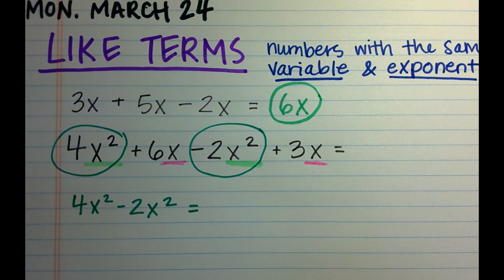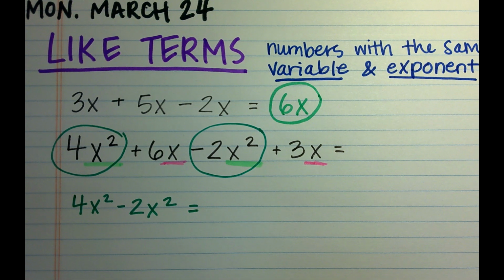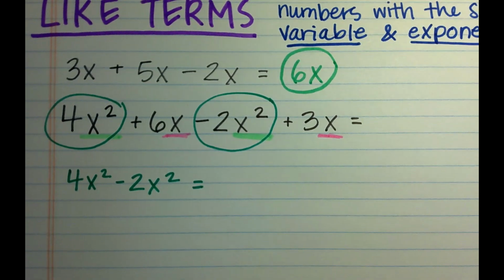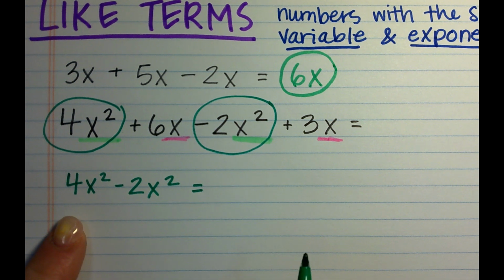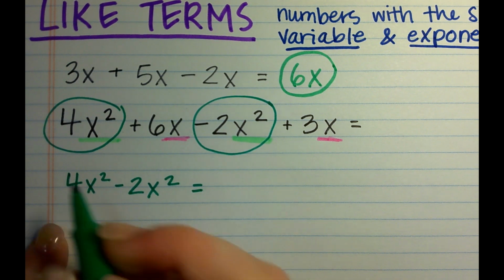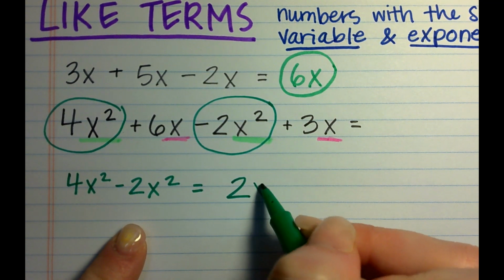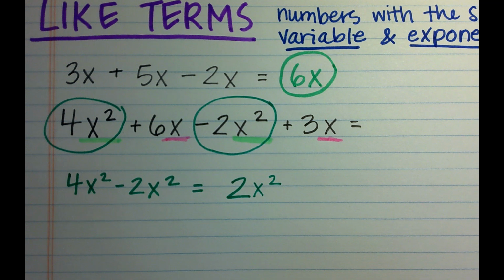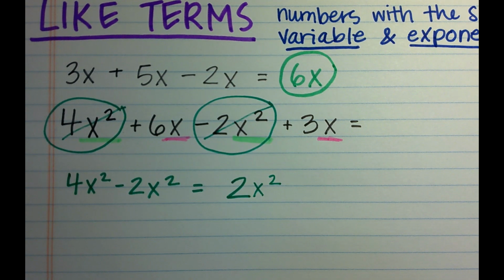What would that give me? 2x squared. 4 minus 2 is 2. We're just looking at the number in the front. The x squared is like a symbol. We're really not touching it. It's just telling us that we can put those together. So 4 minus 2 is 2x squared. Okay, I'm going to cross these off because I used them and I'm done with them.